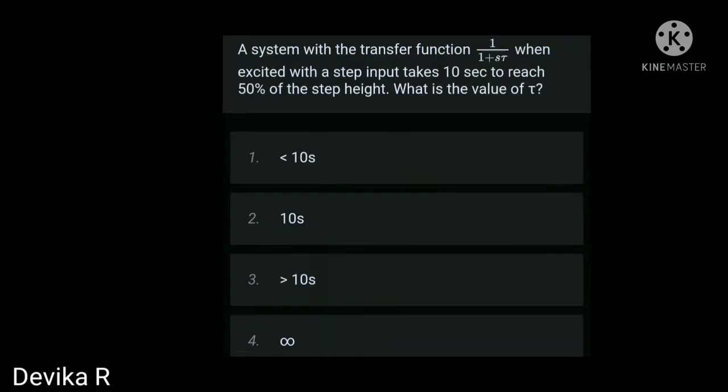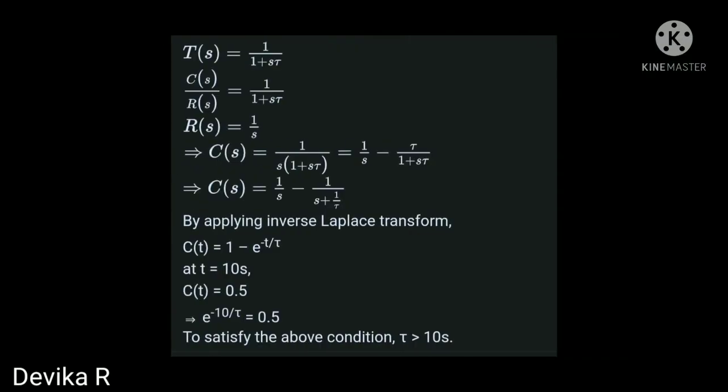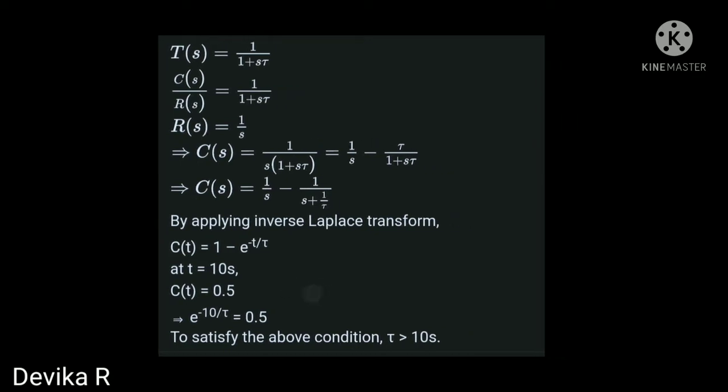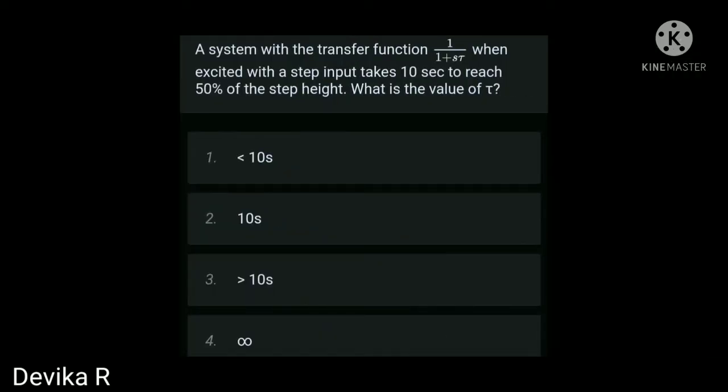What they gave was that the step input takes 10 seconds to reach 50% of the step height. So the output will be equal to 50%, and the time at which it achieves that is 10 seconds. So substitute t as 10 seconds, and e power minus 10 by tau equals 0.5. The 1 comes over here, so it becomes 0.5. Then take log on both sides and we get the answer. Tau is always greater than 10 seconds, so option 3 is the right one.